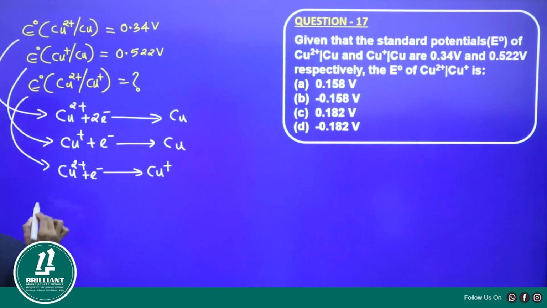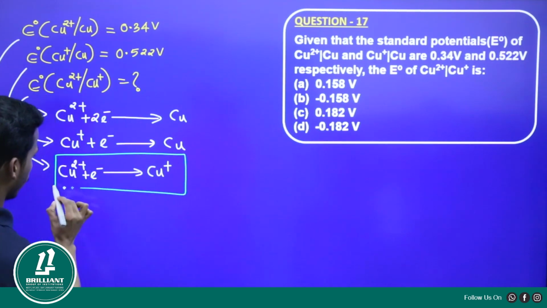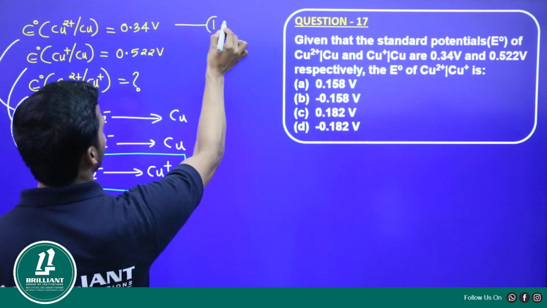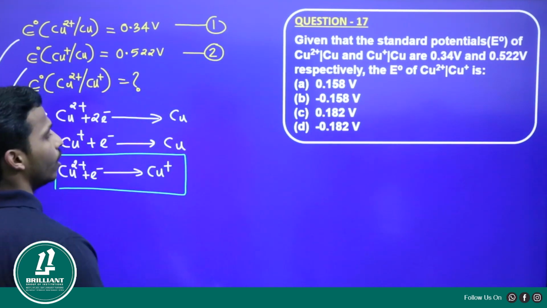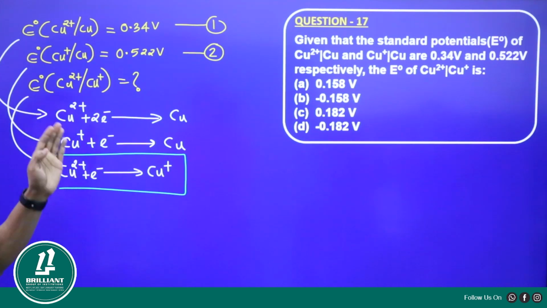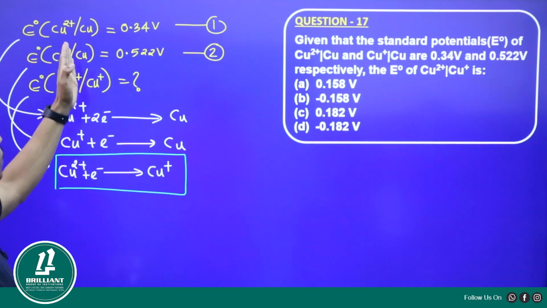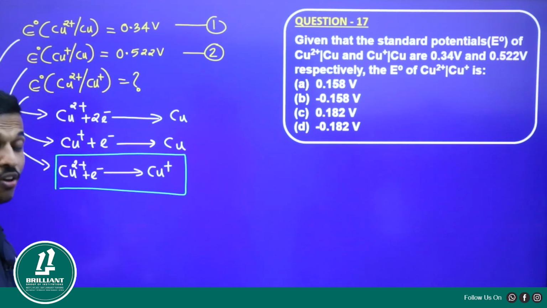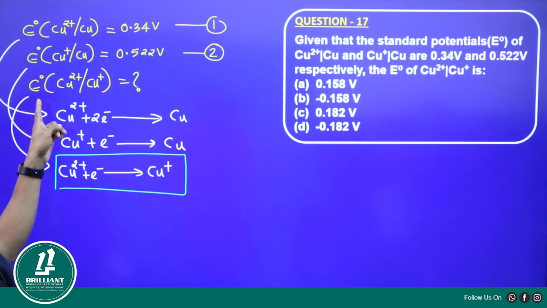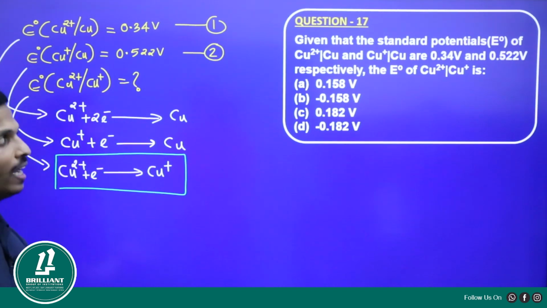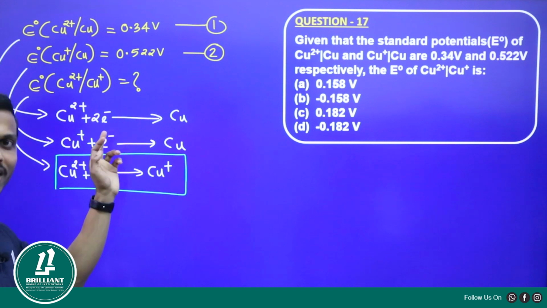Okay, this equation we need to find out. Let me take this equation number 1. This is equation number 2. You know, student, here E0 values are given for Cu2+ to Cu and Cu+ to Cu. We have to find out the E0 value for the conversion of Cu2+ to Cu+. Here both are reductions because they are gaining electrons.